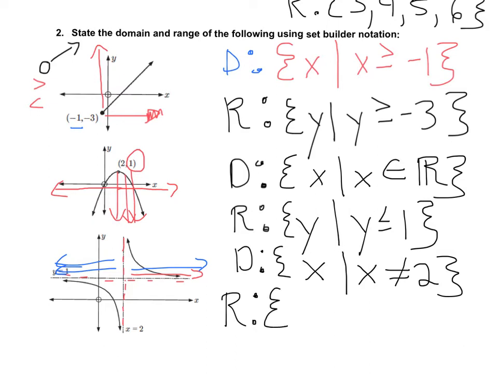And then the same idea will apply for range. As I look at my y values, it's going to go up, it's going to keep going down, so I can have any y value. Again, what blocks me is this line of y equals 1. I'm not going to be able to touch that line. So that's going to be my range. y such that y cannot equal 1.